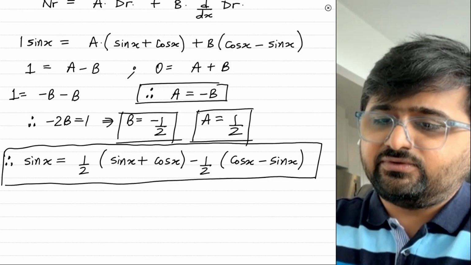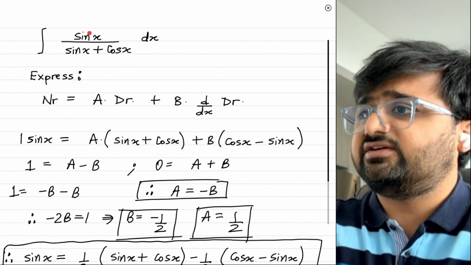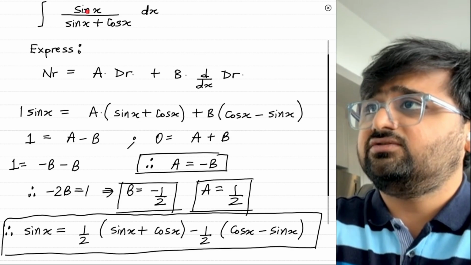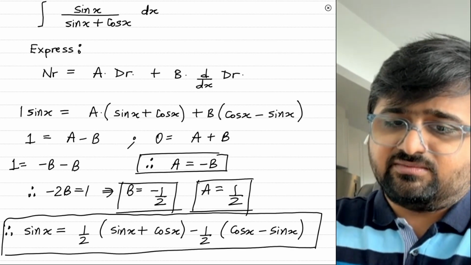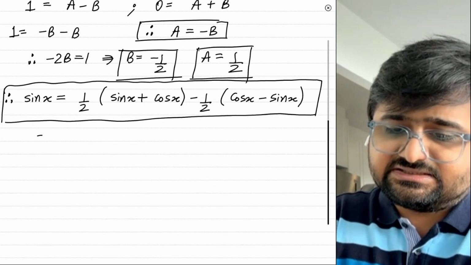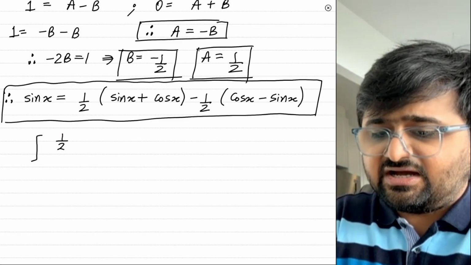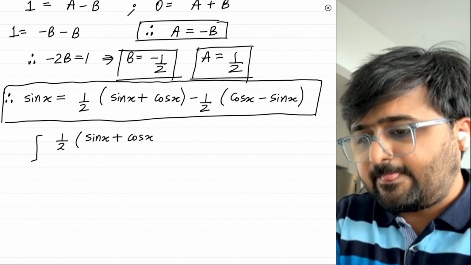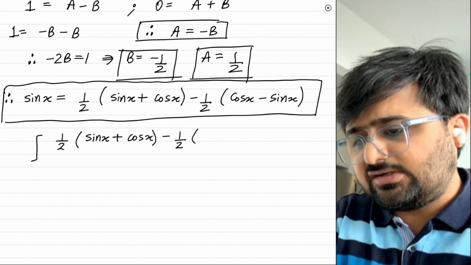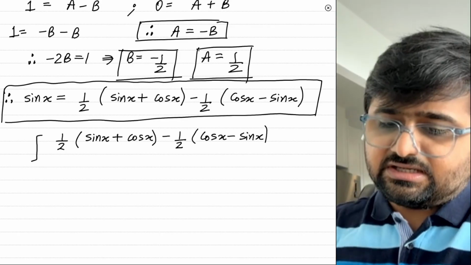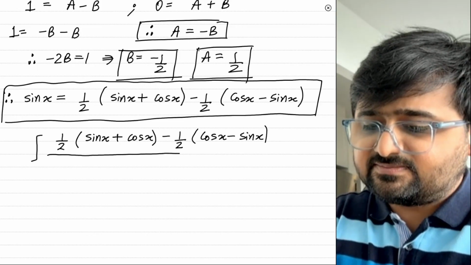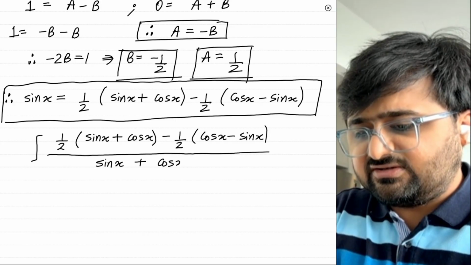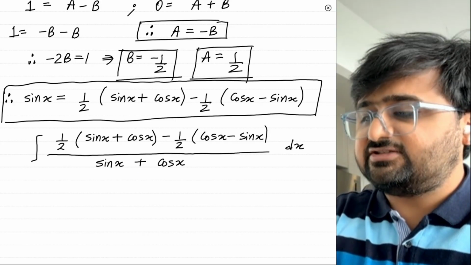Now the only thing we have to do is substitute that value in the numerator. So we found the value of sin x over here. We can just substitute that value over here. So our integral will become, the numerator is sin x, so in the numerator, we can just write half into sin x plus cos x minus half into cos x minus sin x. In the denominator, we already have sin x plus cos x, and we are integrating with respect to x.